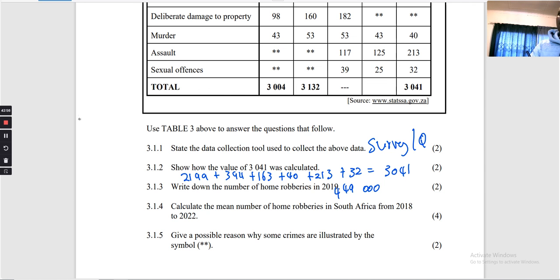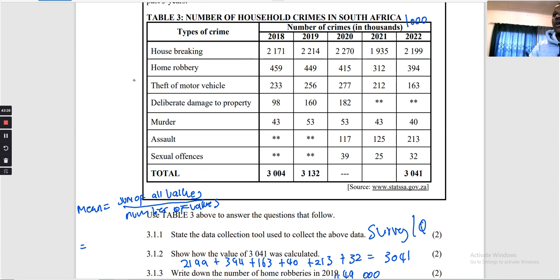Then they say calculate the mean of home robberies in South Africa from 2018 to 2022. So the first thing, how do you calculate the mean? Mean is equal to the sum of all values divided by the number of values. Okay, how many values have you added on top? Let's add those, but we need to check the home robberies from 2018 up until 2022. It means we're going to add all of these numbers here.